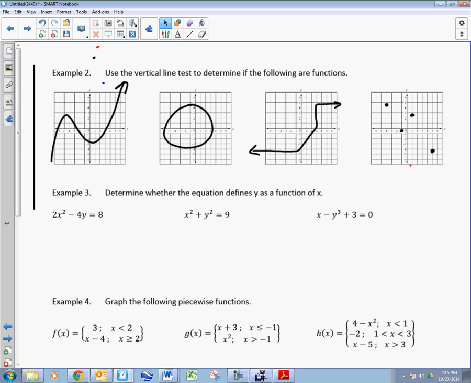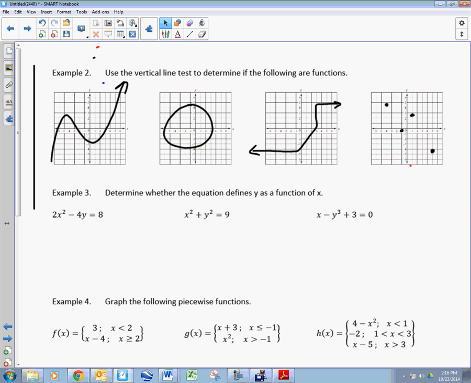Copy down these graphs as best as you can. They don't have to be perfect. The directions state that you should use the vertical line test to determine if the following are functions. The vertical line test says what? If it is a function, it will only cross a vertical line in one spot. If a graph crosses a vertical line in more than one spot, it is then not a function.